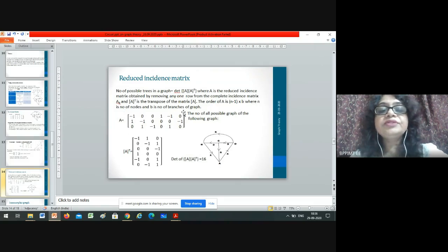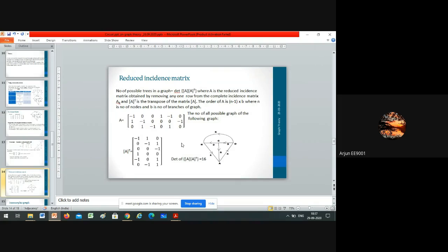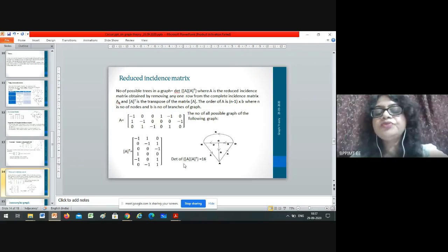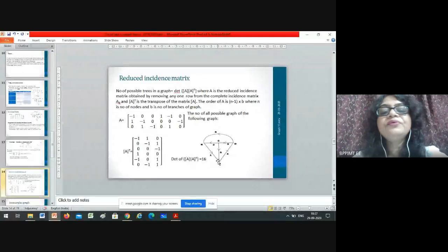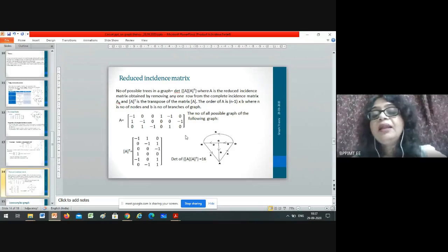Here this is the reduced incidence matrix, and A transpose will be the vertical transformation. I mean, if this is horizontal, then the transpose will be vertical. You know how to get the transpose of a matrix? Yes, ma'am. Then the determinant of A times A transpose will give 16. You will do the calculation in your copy. Then my question is that you have to create 16 trees. Like this is one tree, this is another tree. I will explain on the Jamboard after my lecture. This is one tree, this is another tree, this is another one. Like this you will get 16 trees.